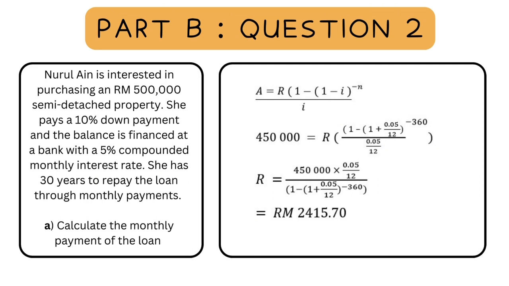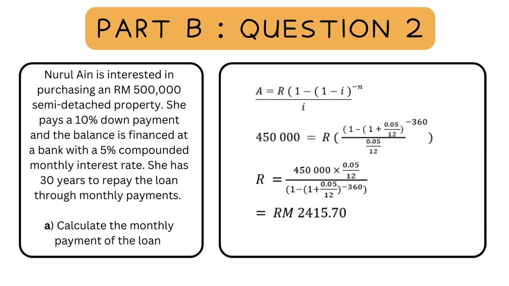Part B, question 2. Nurul Ain is interested in purchasing a 500,000 semi-detached property. She pays a 10% down payment and the balance is financed at a bank with a 5% compound monthly interest rate. She has 30 years to repay the loan through monthly payments. 2a. Calculate the monthly payment of the loan.